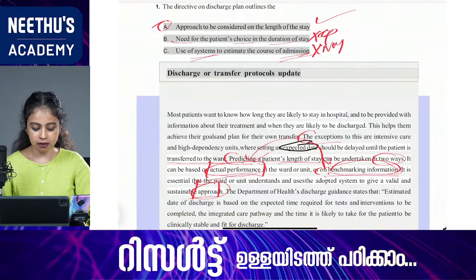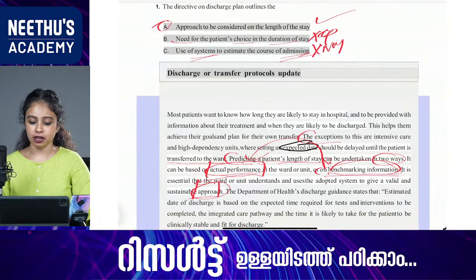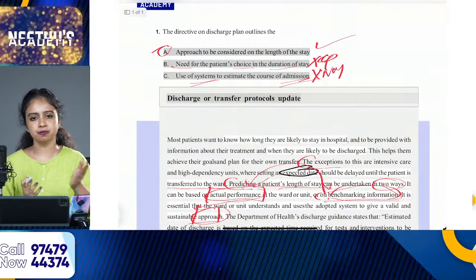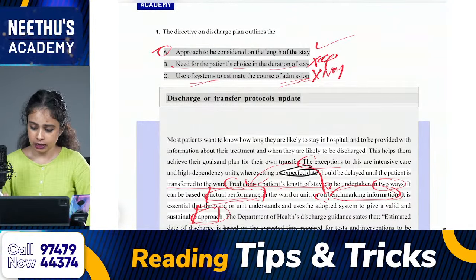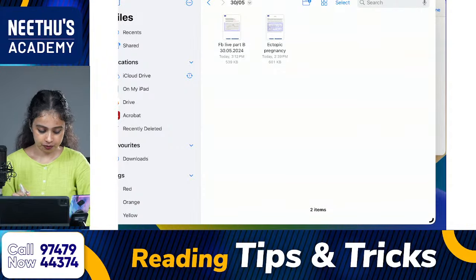Okay, Reshma, Reba and Vidya got the correct answers. It is option A. Very good. Okay, so now we are moving to, as usual, part A.